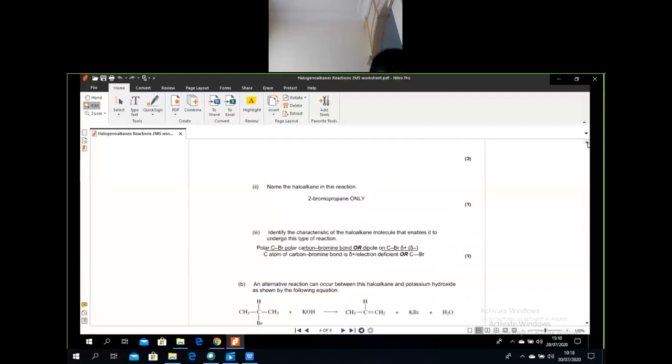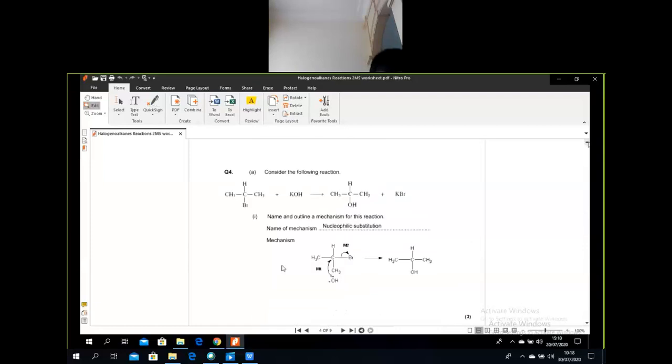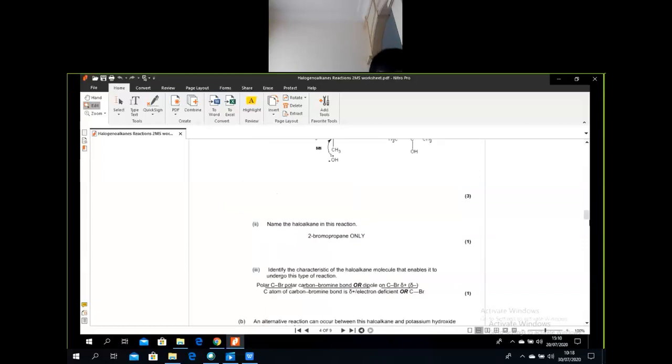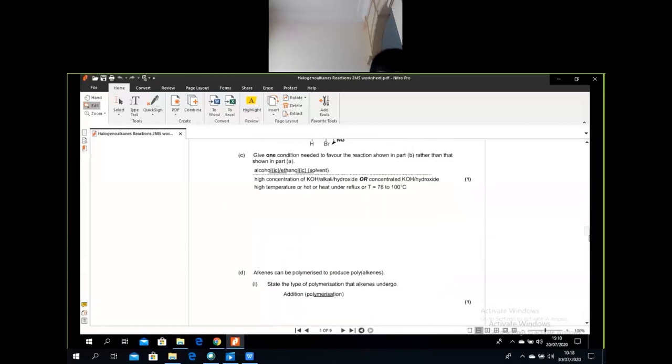You can see here it is still using KOH. This one also uses KOH, but gives a different product. In elimination, it is highly concentrated. As I told you, it is not very dilute, and it has high temperature, or reflux with ethanol solvent, an alcoholic solvent. And then alkene can be polymerized to produce polyalkenes. It is called addition polymerization.